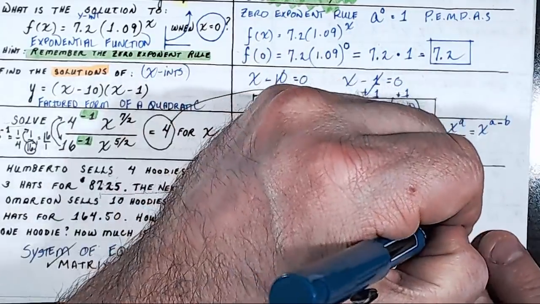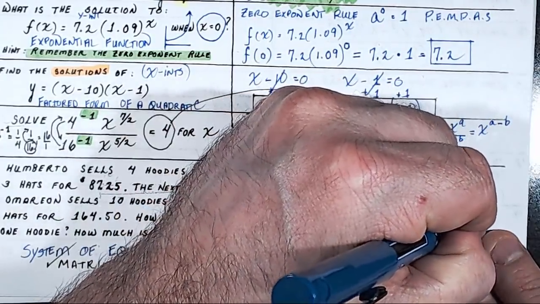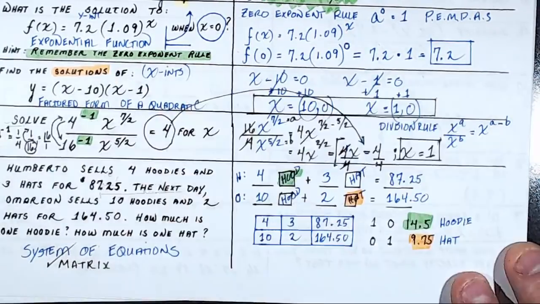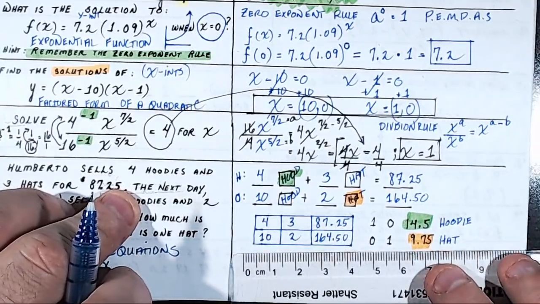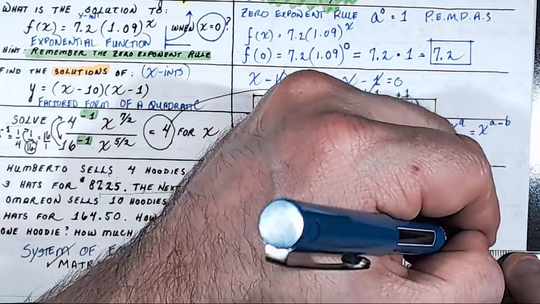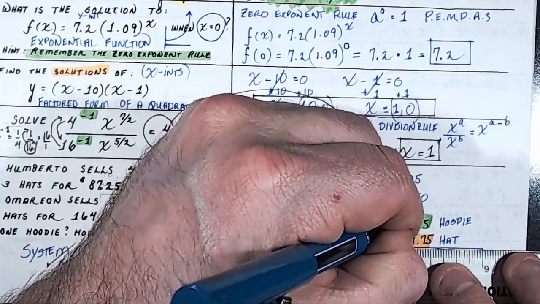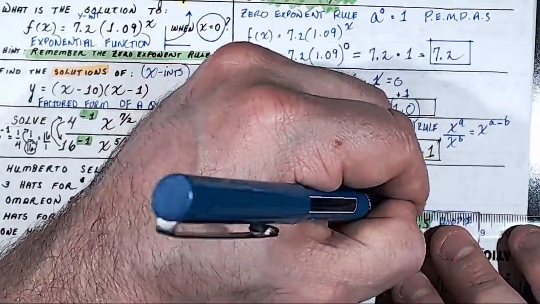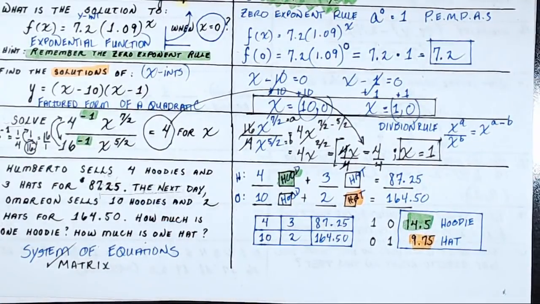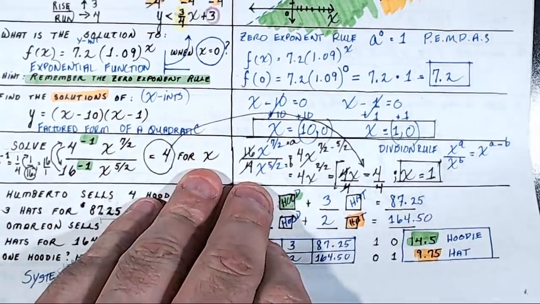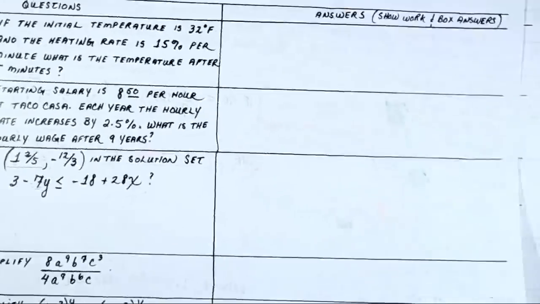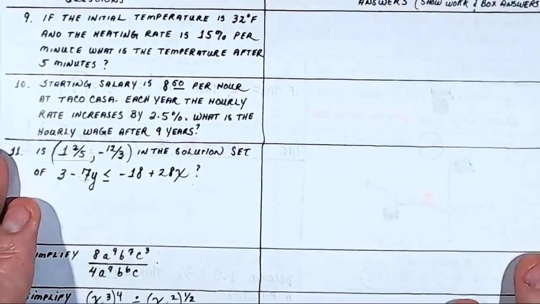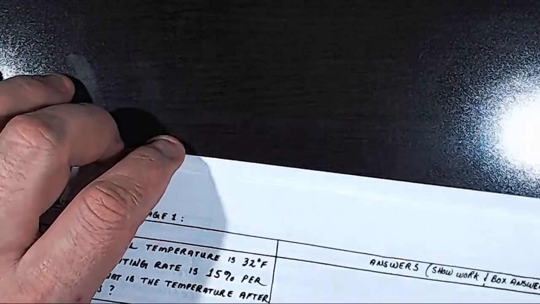So this is the hoodie. And this is the hat. Those are the prices. Of one hoodie is $14.50, and one hat is $9.75. And you can just put that in a box. And that's the first page. Flip over. And let me tap, tap, tap.